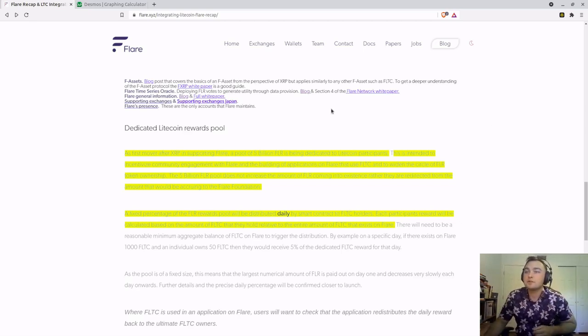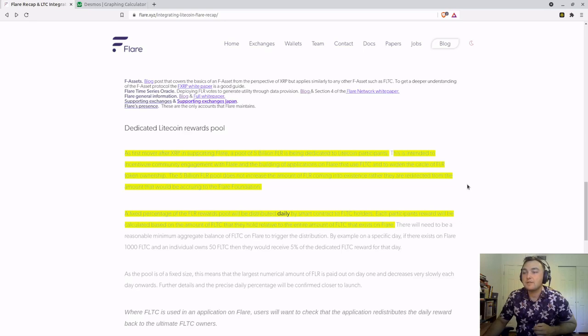So as first movers after XRP and supporting of FLR, a pool of 5 billion FLR is being dedicated to Litecoin participants. This is intended to incentivize community engagement with FLR and the building of applications on FLR that use FLTC and to widen the circle of FLR token ownership. The 5 billion FLR pool does not increase the amount of FLR coming into existence, rather they are redirected from the amount that would be accruing to the FLR Foundation.